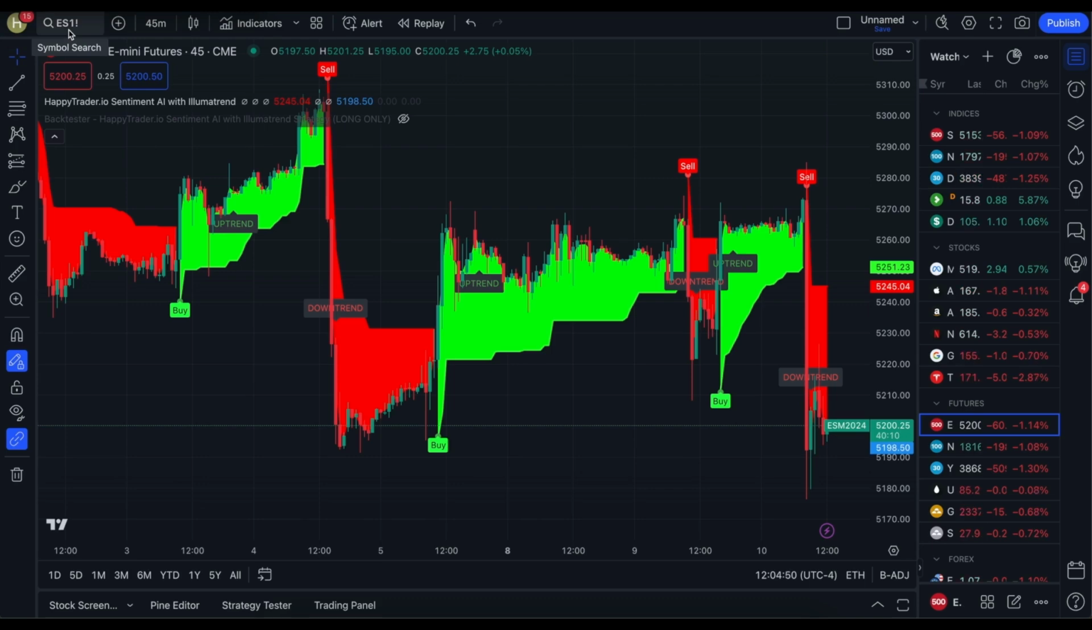Today we're going to be looking at the ES futures. We're going to do an extended back test using our indicator, happytrader.io, the best indicator available on TradingView. We're going to do a 10-year back test, so we're going to go all the way back to 2014.